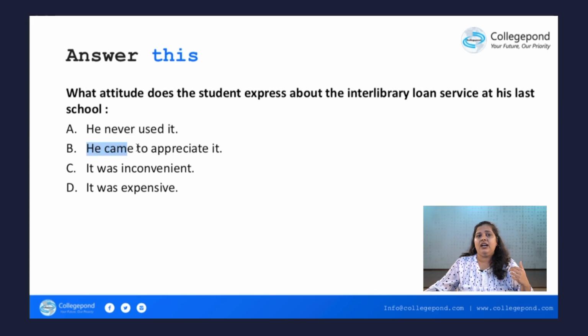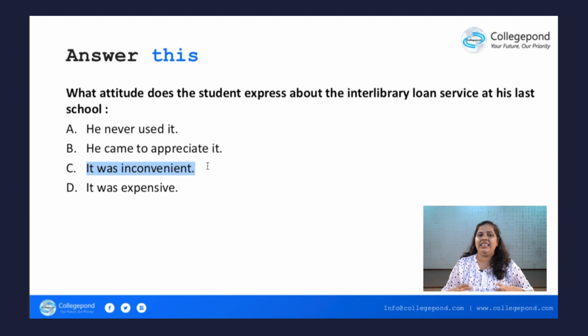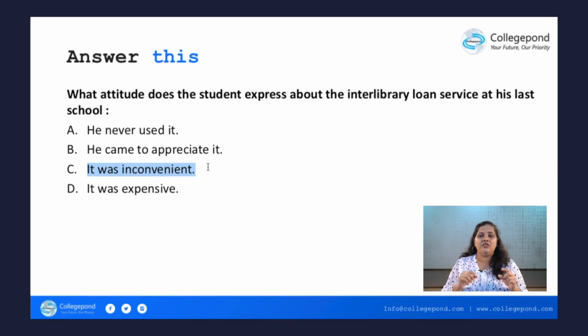Okay. He never says that it was expensive, so he didn't use it. But yes, he did say one thing. He said that at his old library, the service was very time consuming. He had to plan days in advance before embarking on any research project. So these are the things that should tell you that, yeah, it was inconvenient for him.